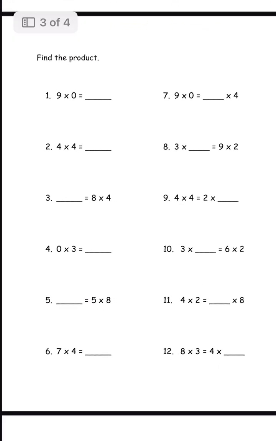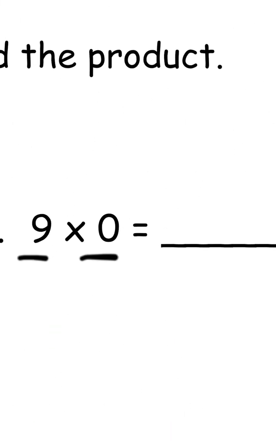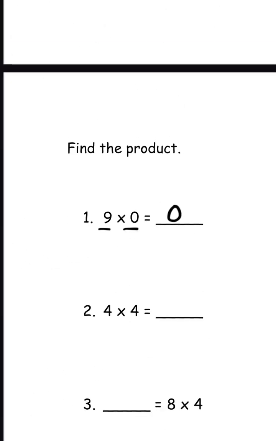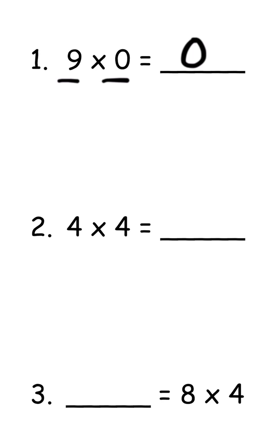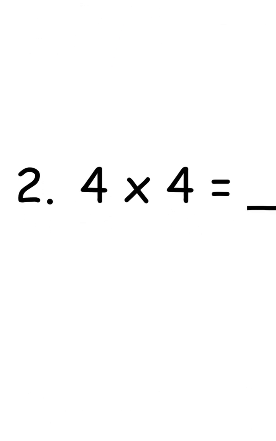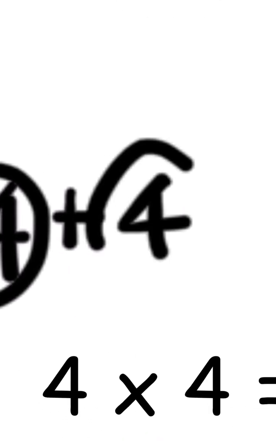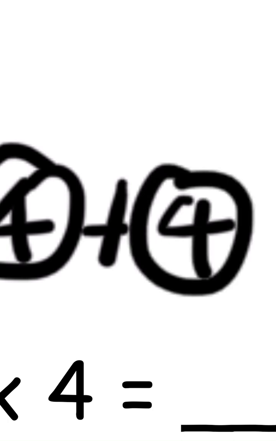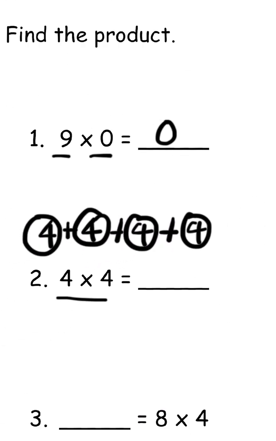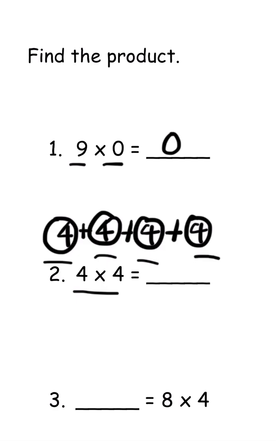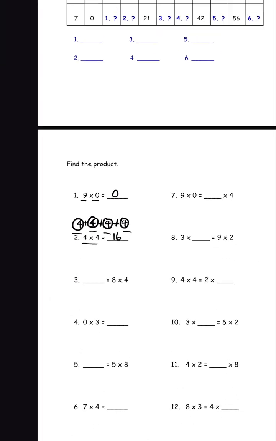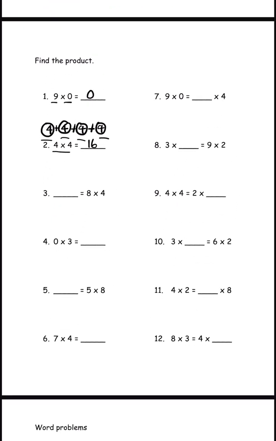So for this page, we need to find the product. Again, on number 1, it says 9 times 0. So 0 times any number, or any number times 0, is going to be 0. And the next one is 4 times 4, so it means that there are 4 packs of 4. 1, 2, 3, 4. So if we add 4 of the 4s, then we're going to get 16.